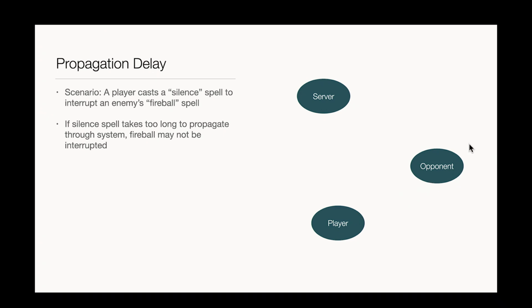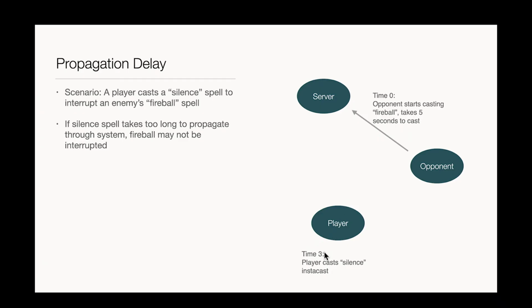Suppose at time zero, your opponent casts a spell. I guess they cast a fireball spell in this example, and this fireball spell takes 5 seconds to cast. The opponent casts the spell on their computer and sends a message to the server indicating that at this time they cast this spell, and the server says fine. 5 seconds later, the server knows that the fireball spell will go off. Now the player, at time three, casts their silent spell. The silent spell casts instantaneously, so presumably it is going to cancel the opponent's fireball spell, causing the player to take no damage.